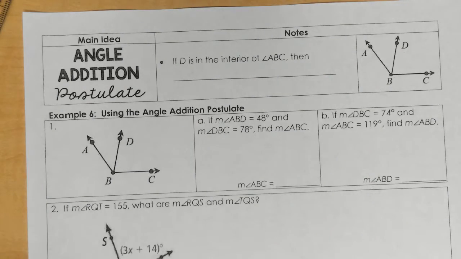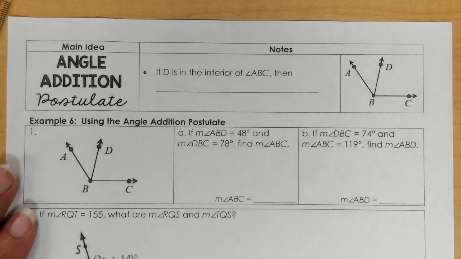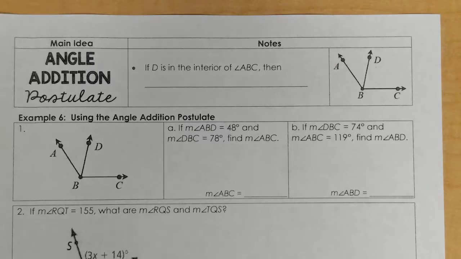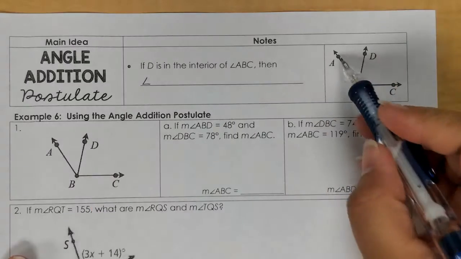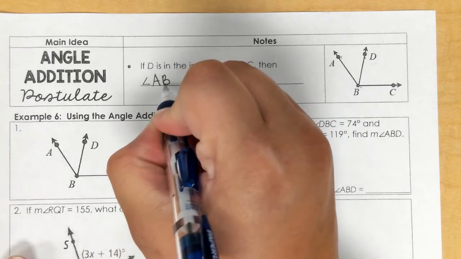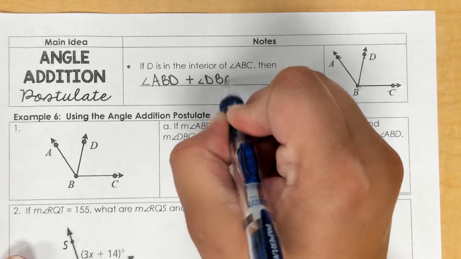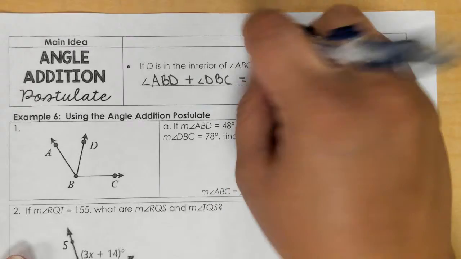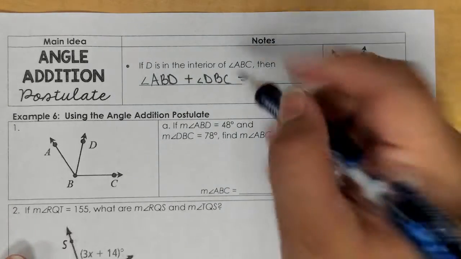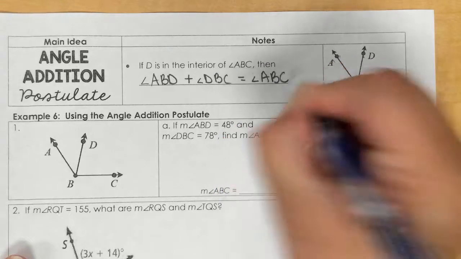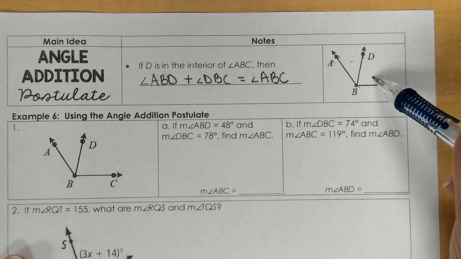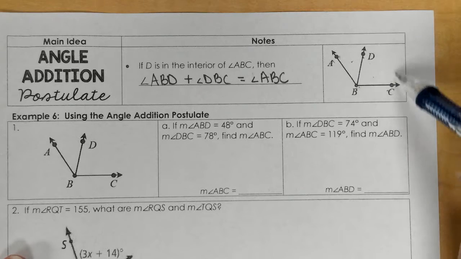And then lastly, we have the angle addition postulate. So for the angle addition postulate, if D is the interior of angle ABC, then angle ABD plus DBC equals angle ABC. So this angle plus this angle equals the whole entire angle.